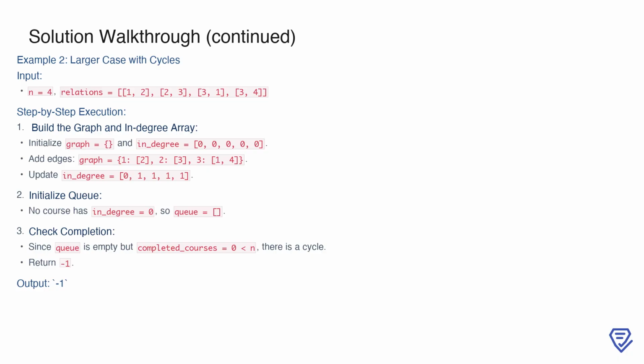This indicates a problem. Since the queue remains empty and the number of completed courses is still 0, it's clear that the graph contains a cycle, making it impossible to complete all courses. In such cases, we return -1 to indicate that the task is not feasible.